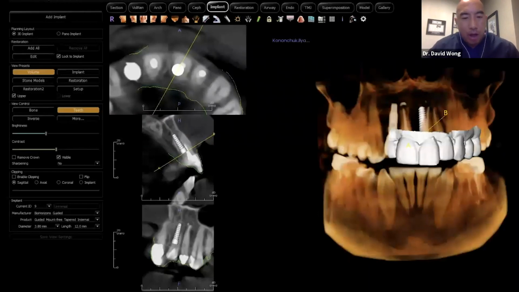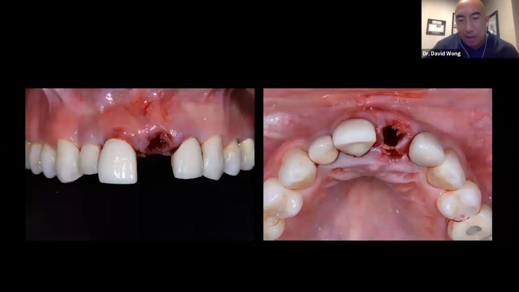So here we are, we're placing the implant. This is just virtual placement here with our CAT scan. There's our diagnostic model that's superimposed over the CBCT. So now it's time for execution.